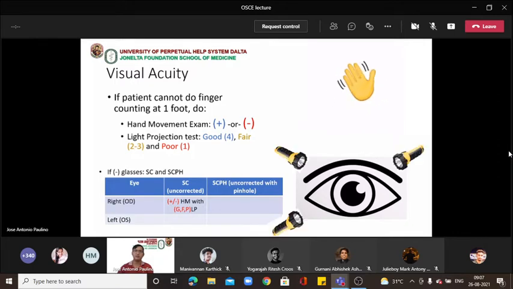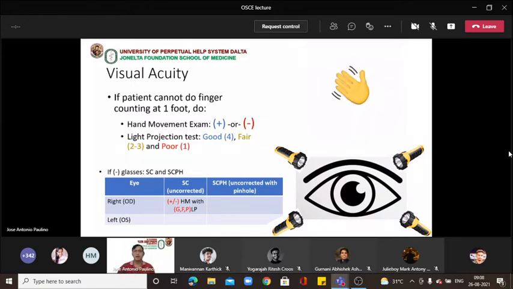The light projection is done by pointing a light source in 4 quadrants. You can do this in any random order. However, what's important is the patient will be able to identify where the light source is coming from. So imagine the left eye is covered because we're testing the right eye, we point a light from the upper right and ask the patient where the light is coming from. The patient should be able to point where the light is coming from.